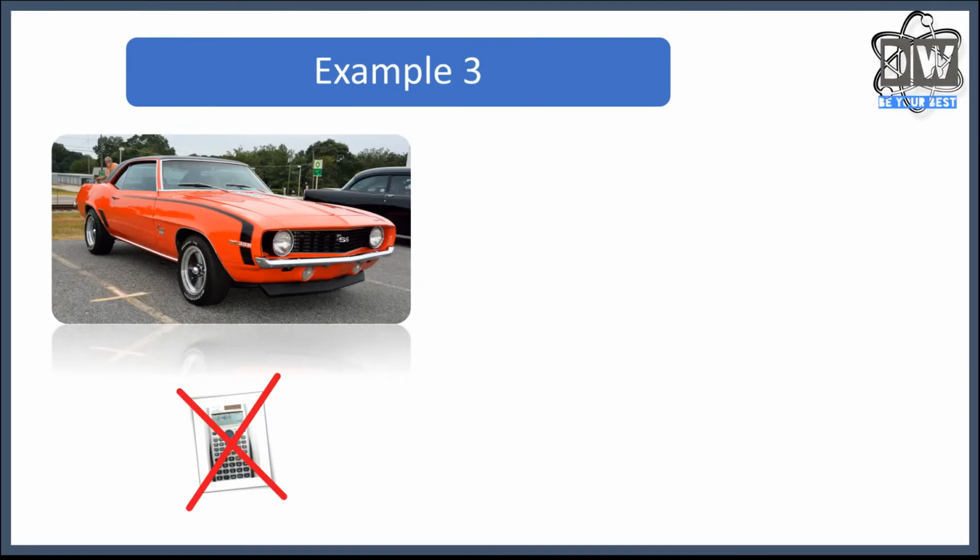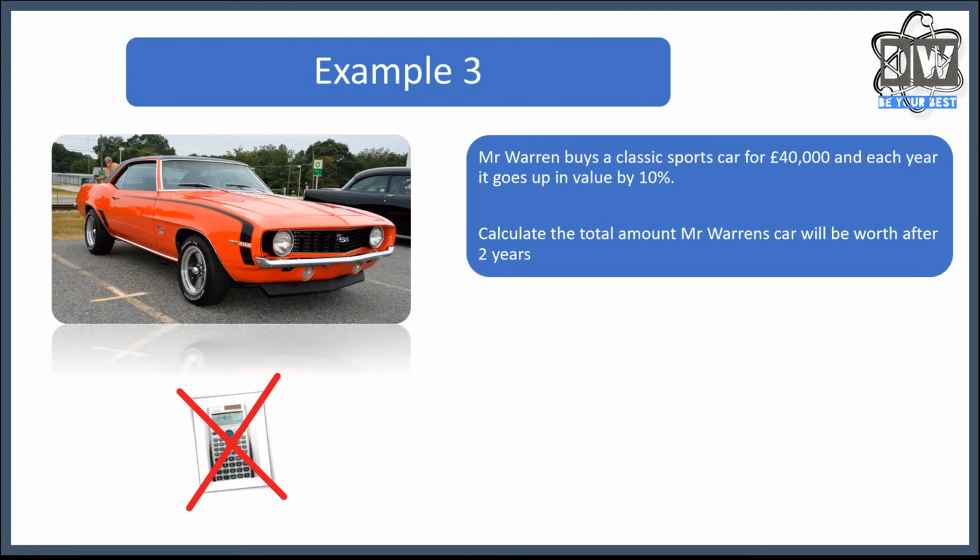Look at that beautiful car. Mr. Warren buys a classic sports car for £40,000 and each year it goes up in value by 10%. Calculate the total amount Mr. Warren's car will be worth after 2 years. Give it all a go. I'm not going to do any more for you. You give the whole thing a go and then come back and see if you've got it correct.